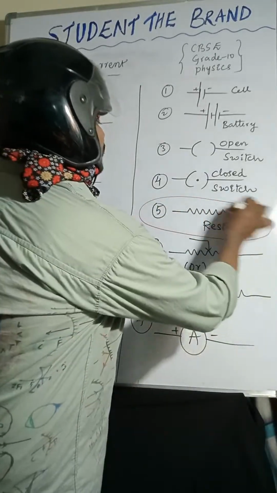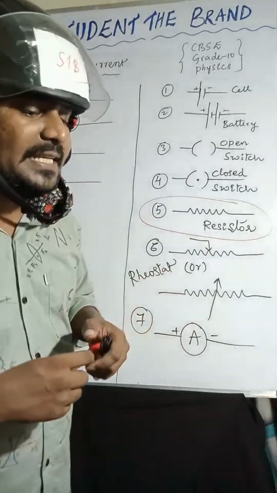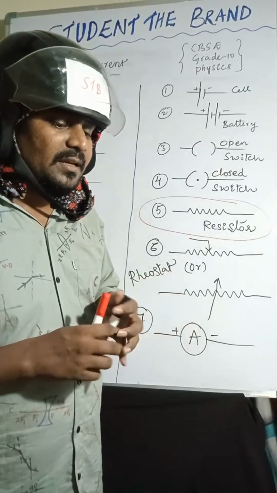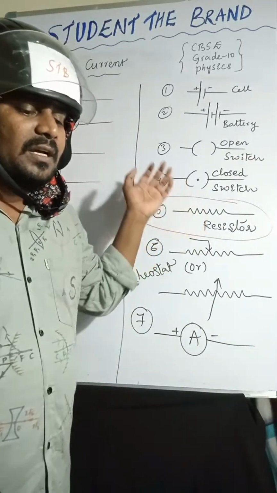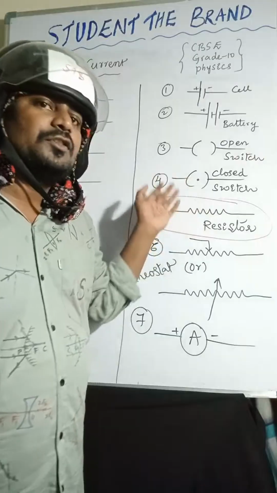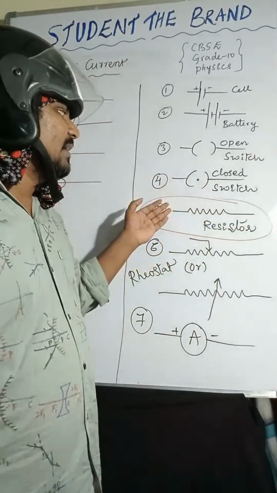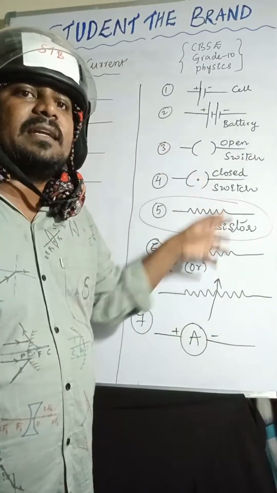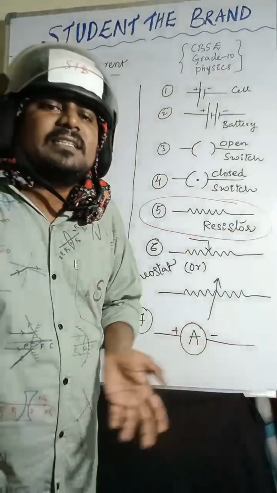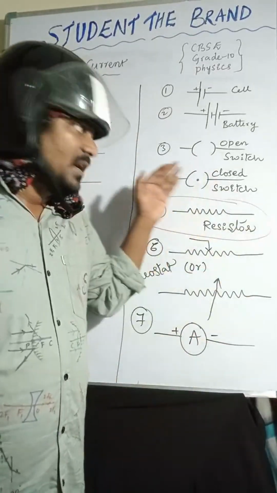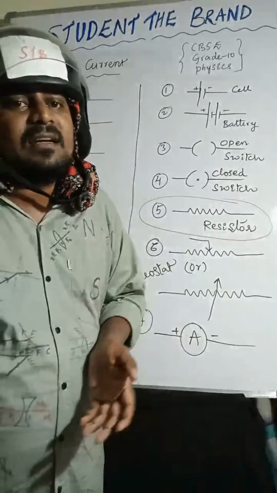Resistor is a device which is used to oppose the electric current in the circuit. Resistance is the phenomenon of opposing the electric current in the circuit. Resistor is a device which is used to oppose the electric current in the circuit.